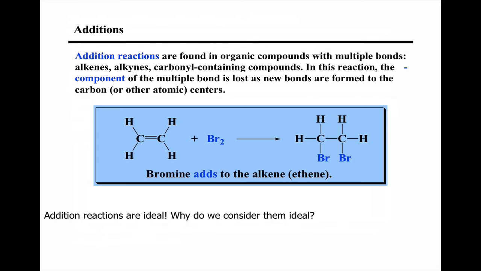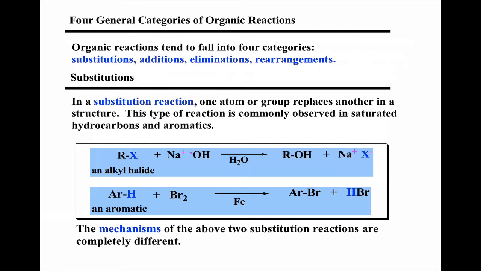Everything that I put into my reaction pot comes out in my product. So I buy a train load of alkene, I buy a train load of bromine, mix them together, I get 2 train loads of product that I can sell to my customer. That is not true in the substitution reaction, is it?